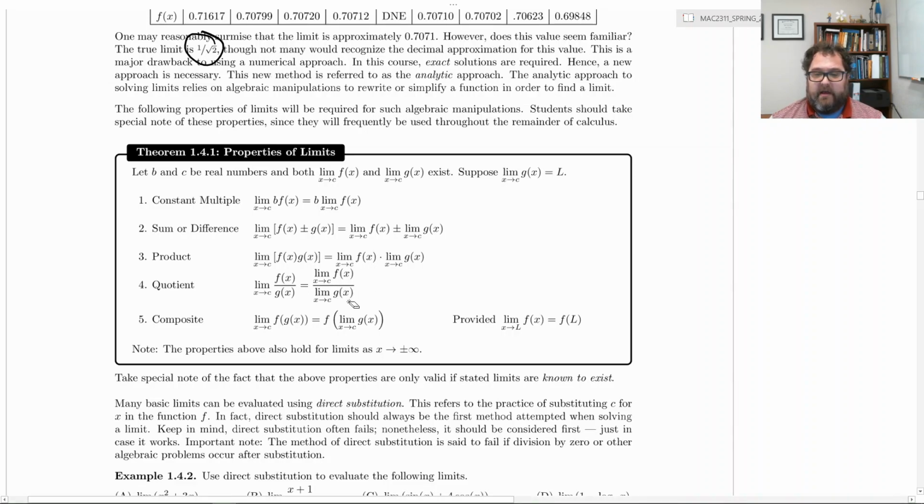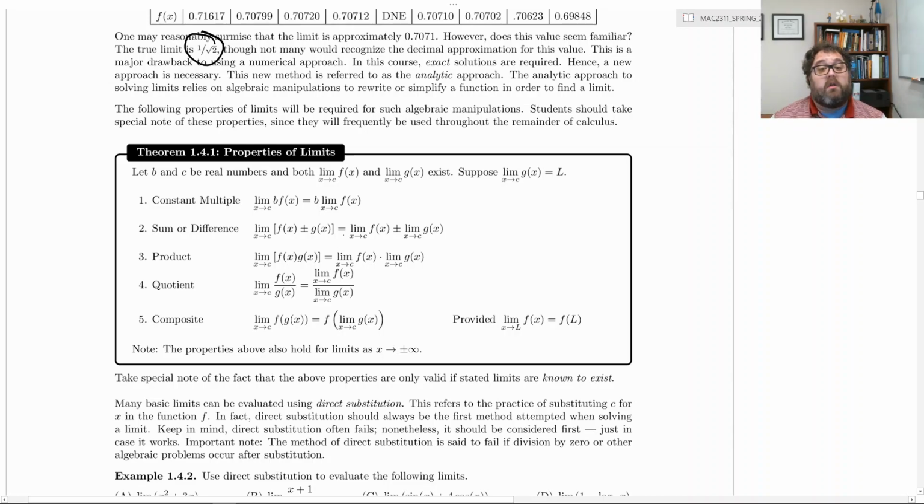Okay, and then a last one here, we have a composite property, which says if you're taking the limit of a composite function, compositions, when you have an outside and an inside function, that you had a lot of practice with in college algebra, maybe pre-calc too. If you have a limit of a composite function, you can instead take the limit of the inside function, get that answer, and then evaluate the outside function at that limit.